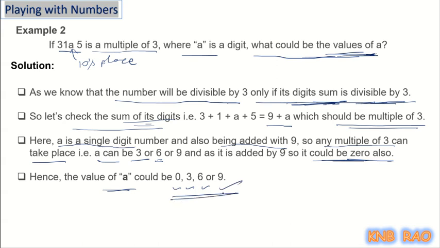So there are 4 possibilities for the values of A, thus there can be 4 different numbers it can form. One is 3105, next is 3135, and it can be 3165 or 3195. So these are the possible 4 numbers, so that the number is a multiple of 3.